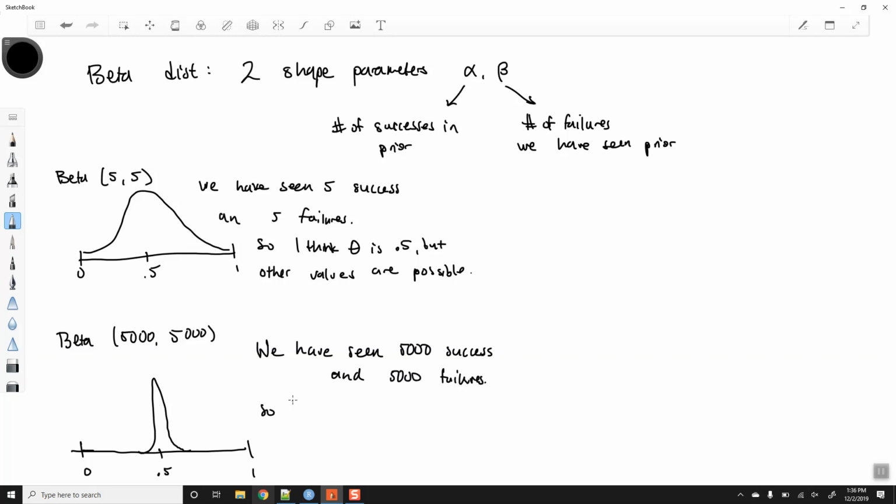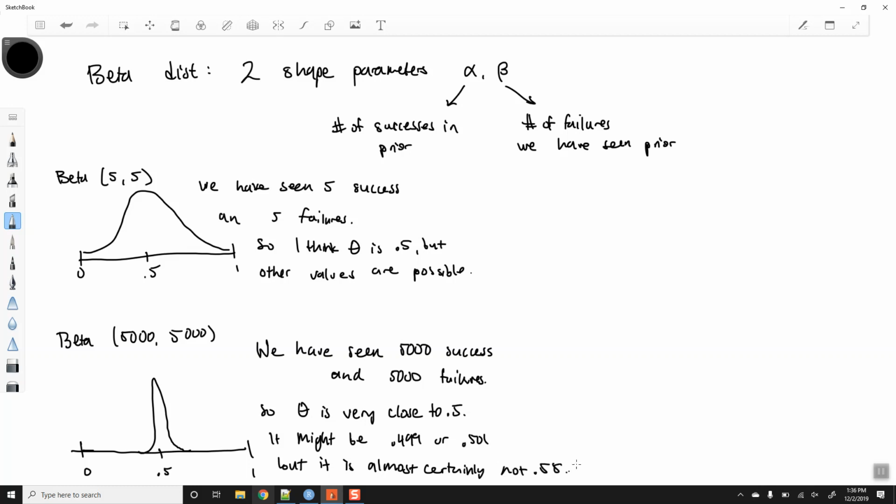Okay, so theta is very close to 0.5. It might be 0.499 or 0.501, but it is almost certainly not 0.55 or something like that. Okay, so is that all right for the beta distribution?